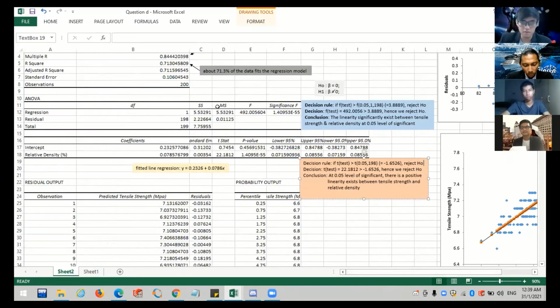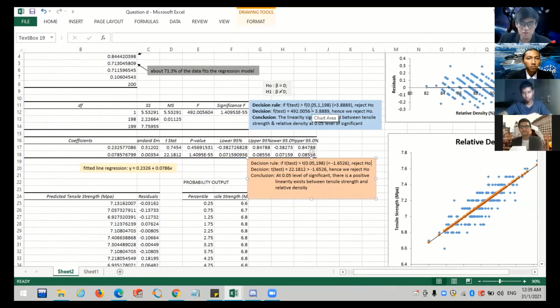From the table, the value that we obtain for F test is 492.0056. So it is obvious that this is a very large value compared to 3.889. Hence, we have to reject H0. So the conclusion that we can make from this decision is that linearity significantly exists between tensile strength and relative density at the 0.05 level of significance.